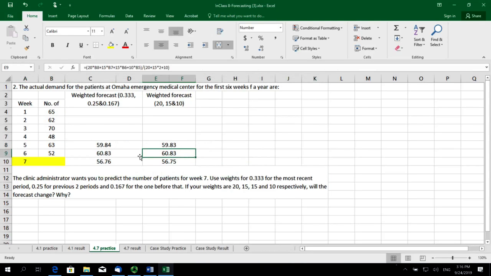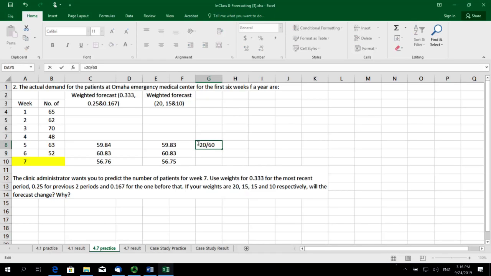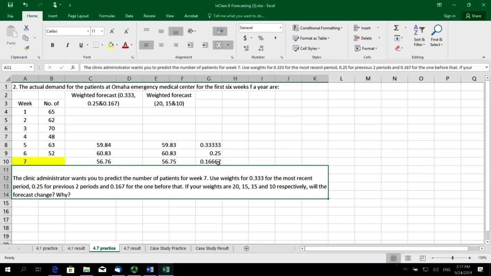Slightly change. And if you look at over here, 20 divided by 20, the weight divided by 60 is how much? Let's see. This weight equals 0.33. If I'm using 15, the weight divided by 60, now it is 0.25, and it equals 10 divided by 60. This is 0.667.